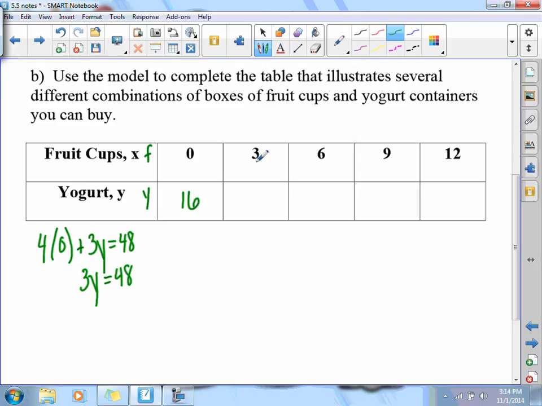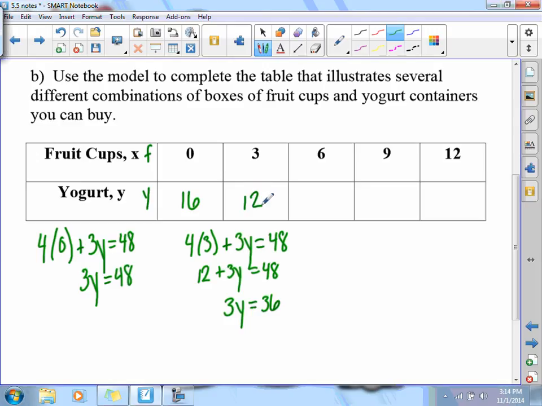Now, just because the fruit cups were going up by 3s does not mean that the yogurt is necessarily going to follow that same pattern. Okay? So now if I'm buying 3 fruit cups, I'm going to have to do this little calculation again so that I can figure out how many yogurt cups I'm buying. I'm just substituting into that equation that we wrote. So 4 times 3 is 12, and then I can solve for y. If I subtract the 12 over, I'll have 3y is 36. And 36 divided by 3 is 12. So I didn't go up by 3, I went down by 4.